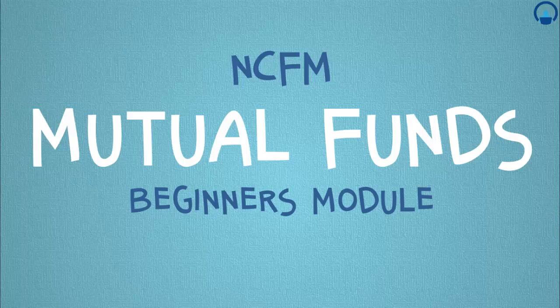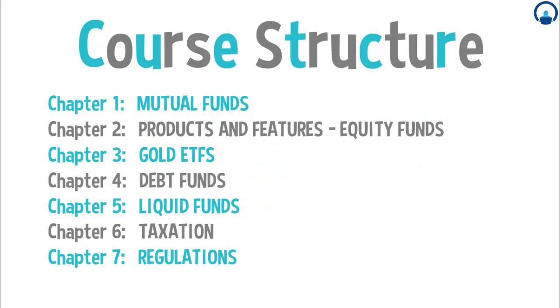Before starting with chapter 1, let's understand what is the course structure that we have. For mutual funds, we basically have 7 chapters. Let's go through each chapter one by one. Chapter 1 that we have is mutual funds. In this chapter, we are basically going to understand what are mutual funds. So we are going to start with the basic definition.